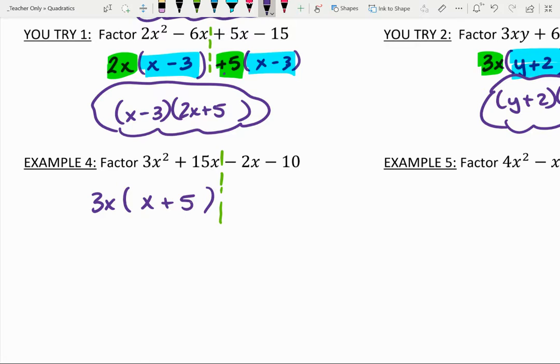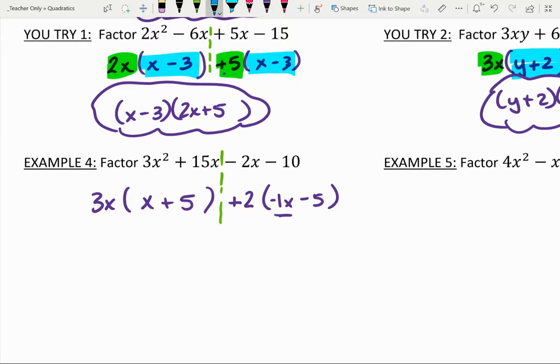So this time, when we're looking at negative 2x and negative 10, we're looking at the greatest common factor, which by definition, right, is the largest factor they have in common. Technically, the largest factor that negative 2x and negative 10 have in common is positive 2, right? That's the largest number. So if I factor out a positive 2, let's look at what remains. 2 times what would give us negative 2x? Well, 2 times negative 1x would give us negative 2x, and 2 times negative 5 would give us negative 10.